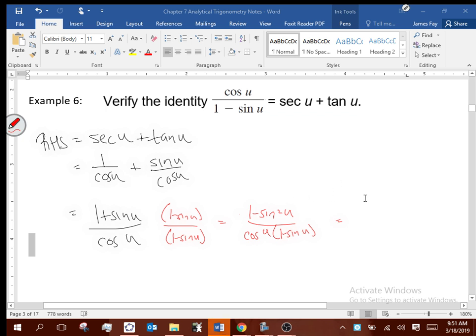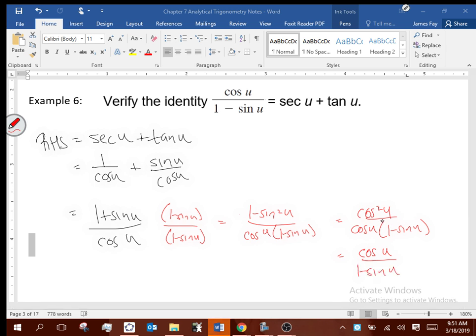Why would I do that? What's 1 minus sine squared? Cosine squared, right? And now you get cosine u over 1 minus sine u. And what happens with your cosines? Cancel out. So cosine u up top, 1 minus sine u on the bottom. And that is equal to our right-hand side, right? Okay. Left hand? Nope. Yep. Cool.